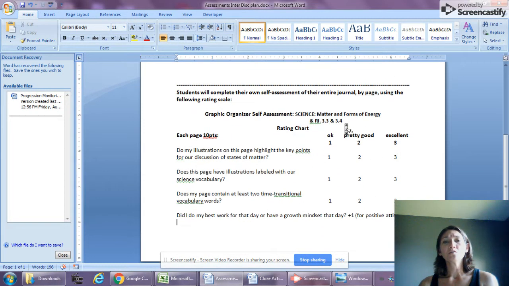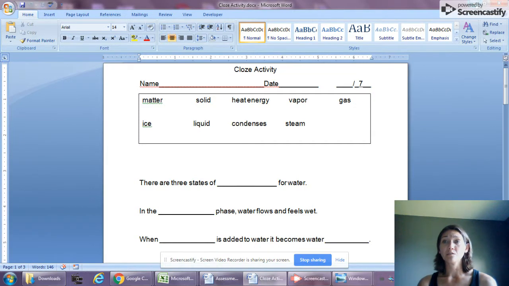And then the students will do a self-assessment, even though I will also be doing formative assessments on their journals each day. They're going to do a self-assessment on each page of their journal to see if their illustrations highlight the key points. Are they labeled with science vocabulary, and are they labeled with the language arts vocabulary? And then they get a positive point for having a growth mindset. We don't always have that, but if you have a growth mindset that day and you feel like you put in your best effort, then you give yourself a +1 for that and you get a little bonus. So that is two of our assessments that we do.